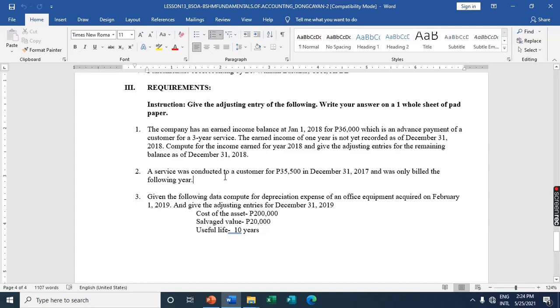Okay? So, service was conducted to customer for 35,500 in December 31, 2017 and was only billed. Ayan, binayaran lang siya on the following year. Okay, ano yung adjusting entry mo dito? Okay? Next is given the following data. Compute for depreciation expense of an office equipment acquired on February 1, 2019 and give the adjusting entries for December 31, 2019. So, i-compute mo muna yung depreciation expense and yung adjusting entry mo for December 31, 2019. Okay? So, ito yung mga requirements niyo na kailangan nyo sagutin for lesson 13.